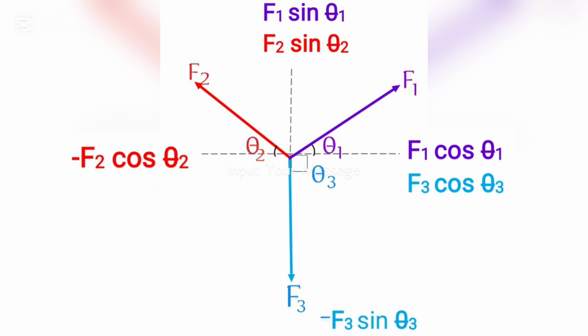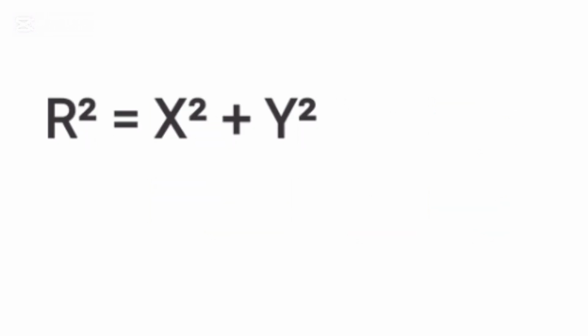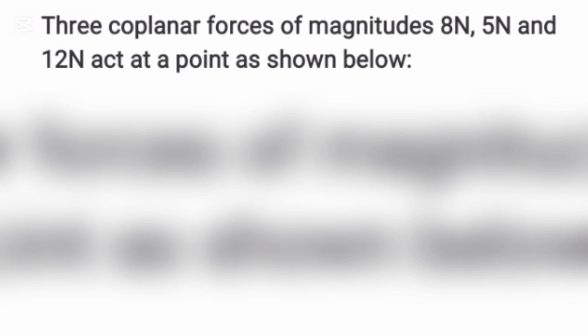At this point, we will add all the x components together and add all the y components together. We will then find the resultant of x and y by using the formula r squared is equal to x squared plus y squared. The direction of the resultant force is given by tan theta is equal to y over x. Now, let's take an example from NECO 2020.